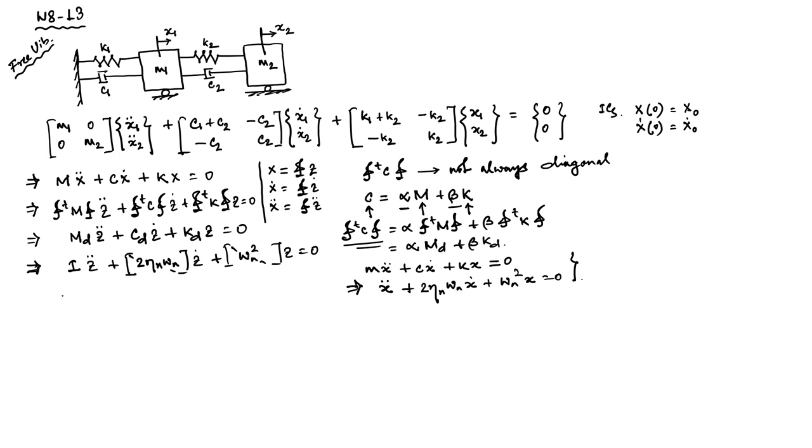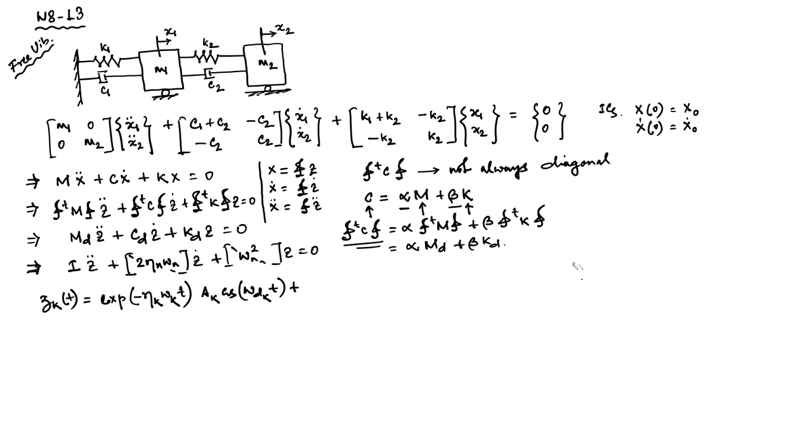So these are all independent equations, and if I write z_k of t, we can write the response. What will be the response? Exponential, e to the power minus eta_k omega_k t, times a_k cos omega_dk t plus b_k sin omega_dk times t, because that is the kth mode we are talking about.